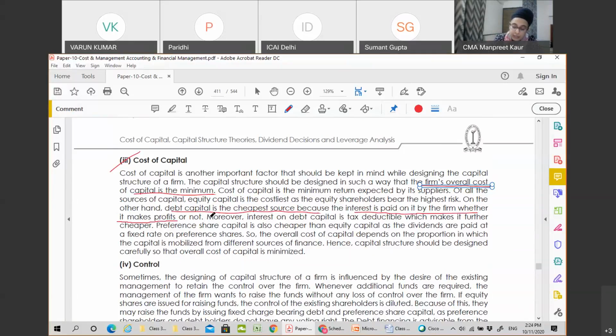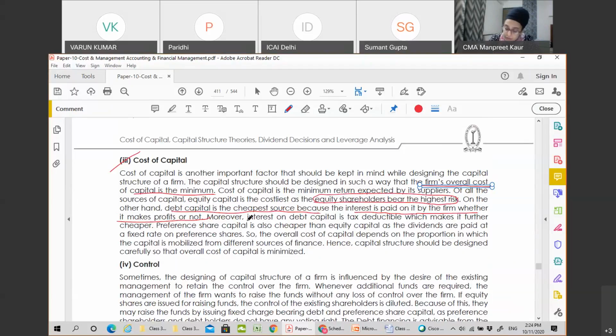whether it makes profit or not. हमें डेट कैपिटल के अगेंस्ट में पैसा देना ही पड़ता है बिकॉज हम लोग जो मिनिमम रेट ऑफ रिटर्न जो हम एक्सपेक्ट कर रहे हैं, सप्लायर्स एक्सपेक्ट कर रहे हैं हमसे, तो वो एक रिस्की पोजीशन होती है बिकॉज शेयरहोल्डर्स बियर्स द हायर रिस्क. जो हम सबको पता है कि शेयरहोल्डर्स को तभी पैसा मिलेगा जब हमारा EBIT अच्छी पोजीशन पे होगा. लॉस होगा तो नहीं मिलेगा. Therefore, debt capital is the cheapest source because हमें इंटरेस्ट तो पे करना ही करना है, चाहे वो प्रॉफिट हो कंपनी का चाहे ना हो.